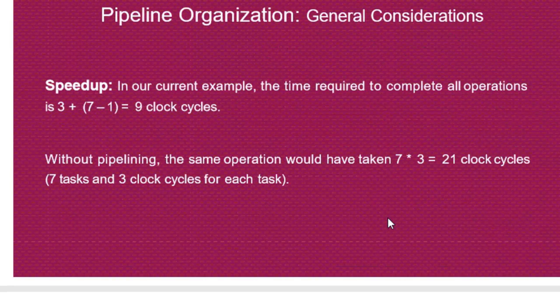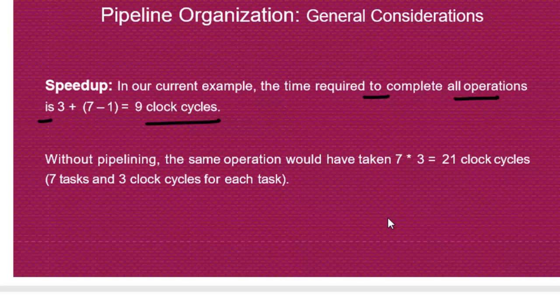One example, speed up. How can we calculate the speed up? In our current example, the time required to complete all operations is 3 plus 7 minus 1 equals 9 clock cycles. We took one example in the previous lecture where there were 3 segments and the number of tasks was 7, because the value of i ranges from 1 to 7. That means we had to perform the 7 tasks using the 3 segment pipeline.